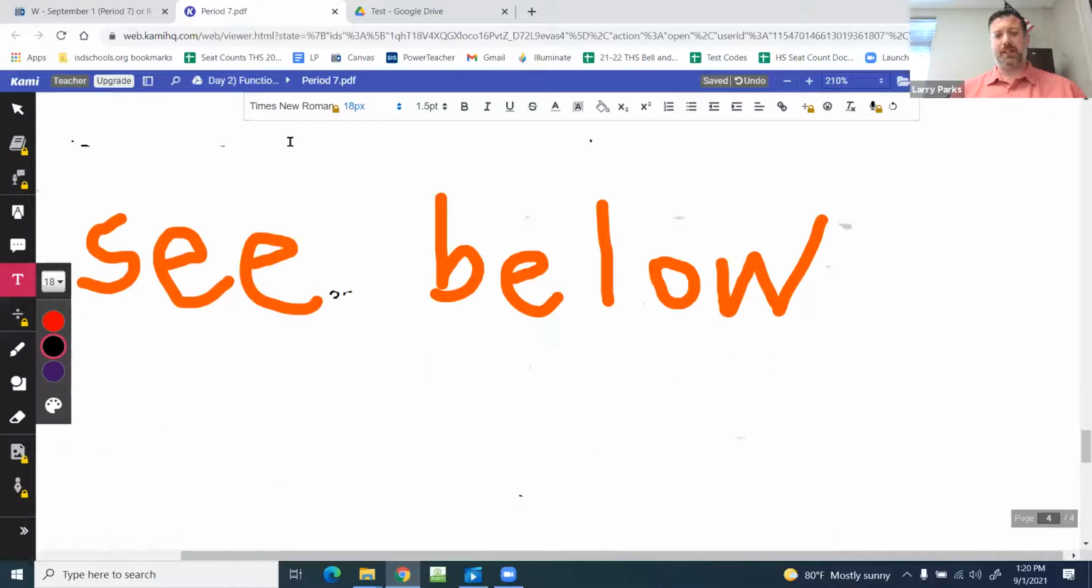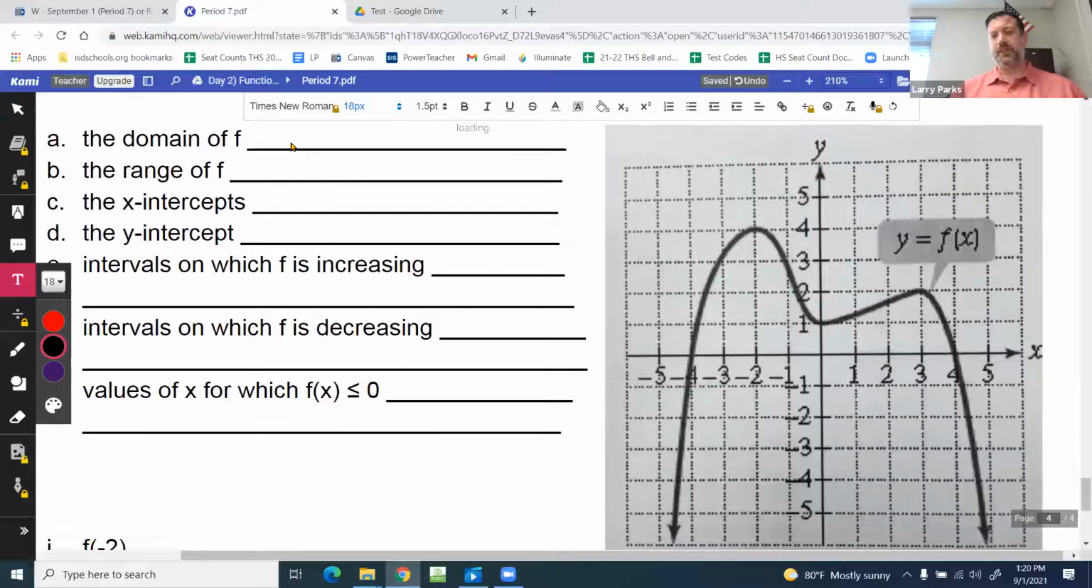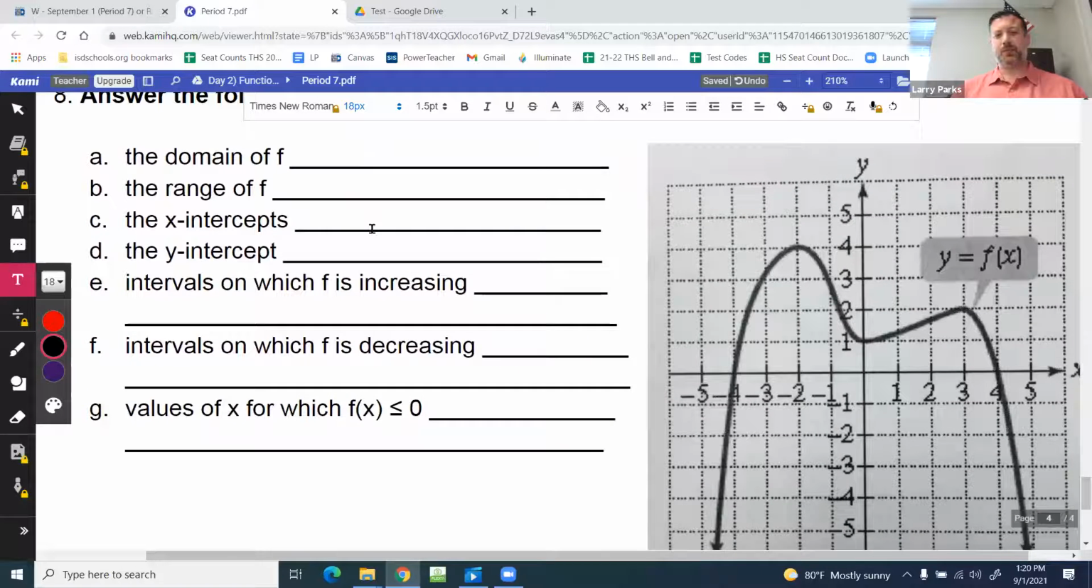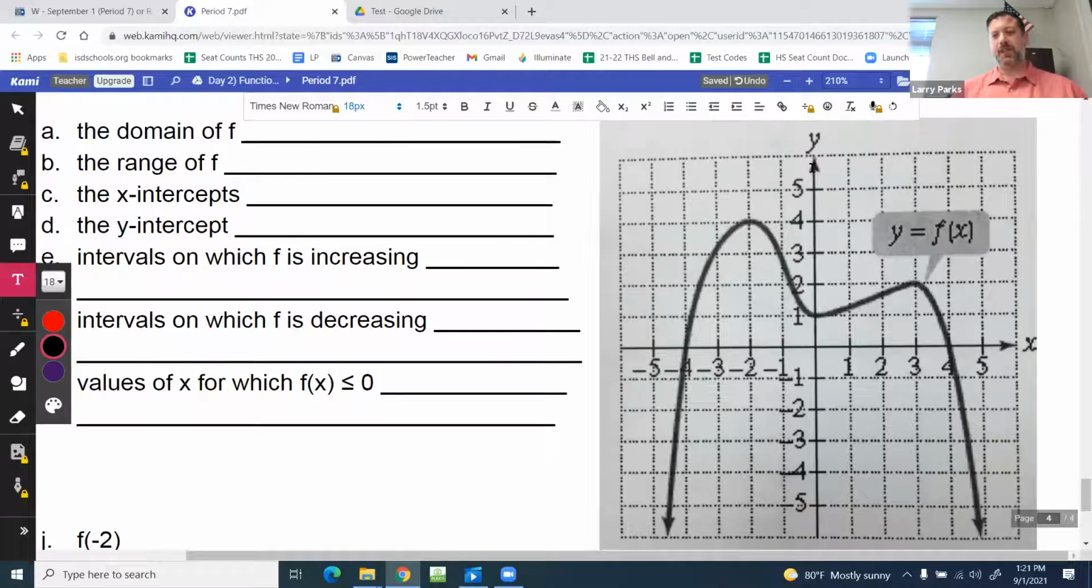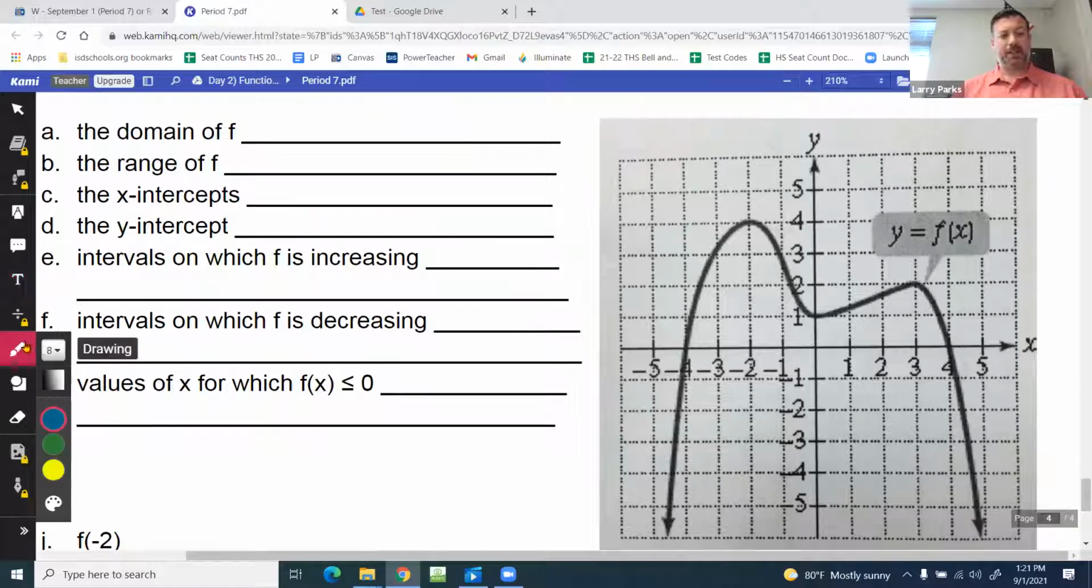There's a huge gap in here. But what I want you to do for your practice is, what is the domain of f? Notice that these do have arrows. What is the range of f? Notice this is the f function. What are the x-intercepts? We didn't talk about that, but remember x-intercepts are where it crosses the x-axis. That'd be this point and this point. And then, of course, the y-intercept would be where it crosses the y right here, so that point.